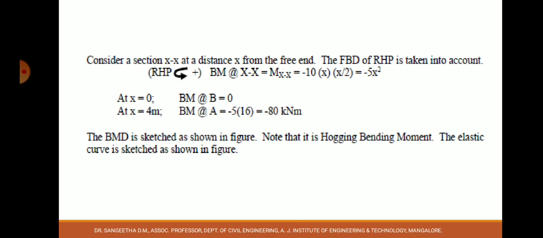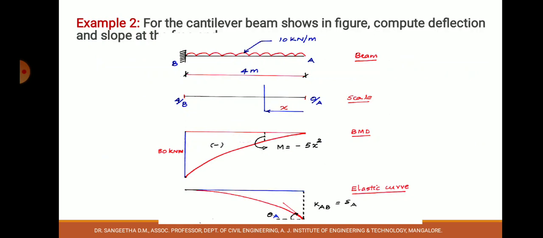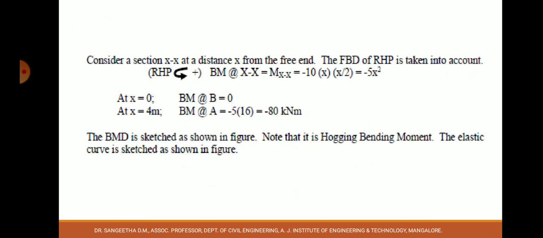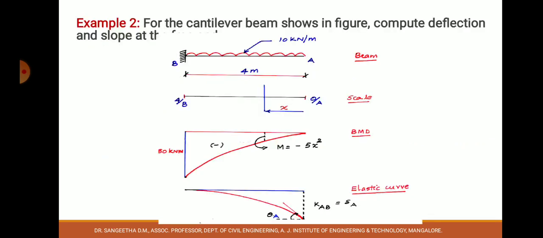Therefore, bending moment at the section is W into L by 2. That forms a parabola, W x squared by 2. W is 10, L is x into x by 2, and x varies from 0 to 4. Substitute and get the magnitude. At x equal to 0, it is 0, and at x equal to 4, it is minus 80. Minus 80 means below the line, below the elastic line.